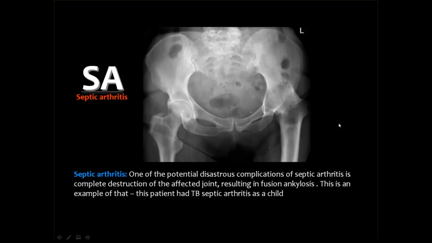Then this is an end stage of septic arthritis where you get resorption of the bone and total ankylosis of the remaining part of the femoral neck to the iliac bone.